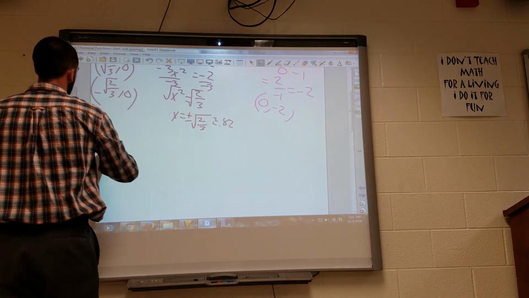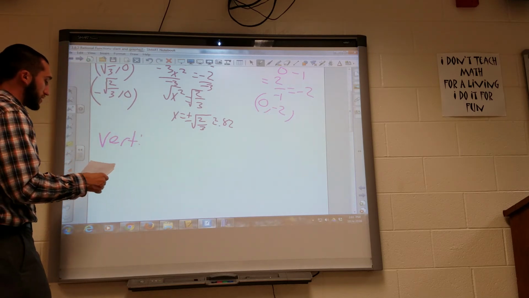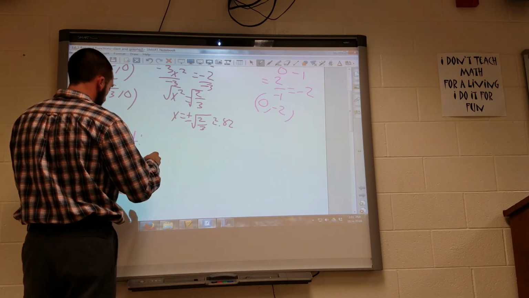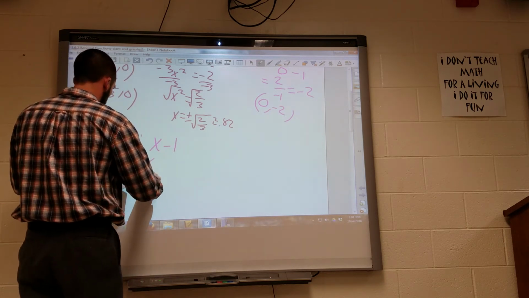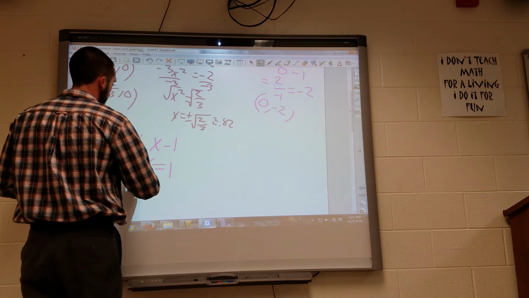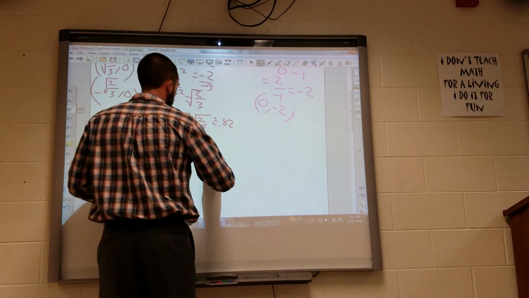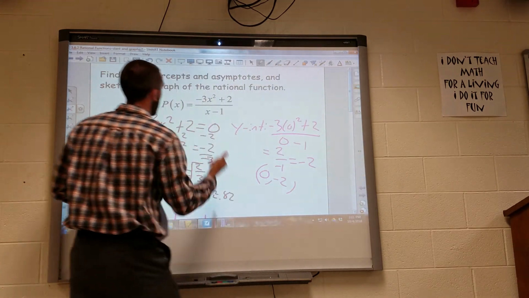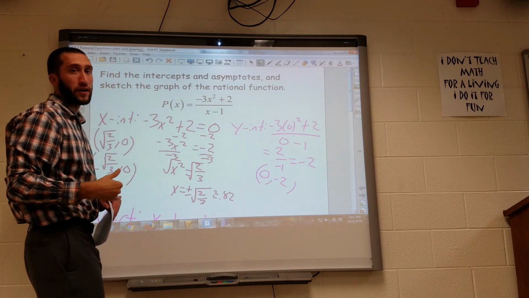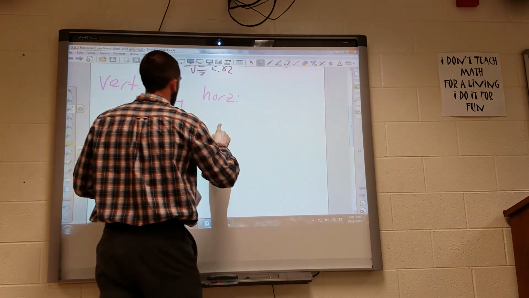So vertical being the first one. Vertical asymptotes are the zeros of the denominator. My denominator was x minus 1, meaning my vertical asymptote is going to be x equals positive 1. That line. And then my horizontal, if I go back and look at my degrees, my degree in the numerator is larger, so I have no horizontal, but I'm going to have a slant asymptote.